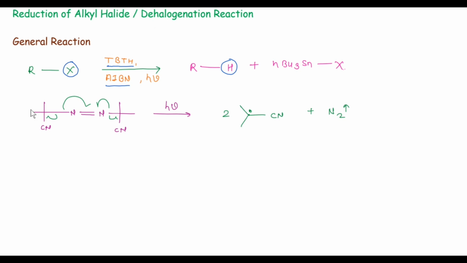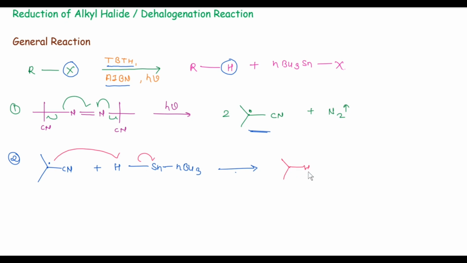In the next step, this isobutyronitrile radical reacts with this TBTH and abstracts this hydrogen radical, and formation of TBTH radical takes place, that is, tin radical.